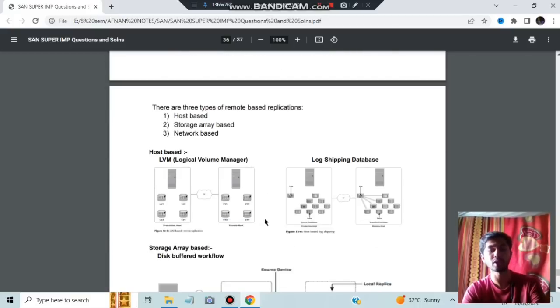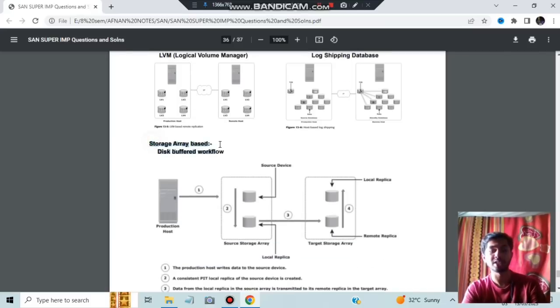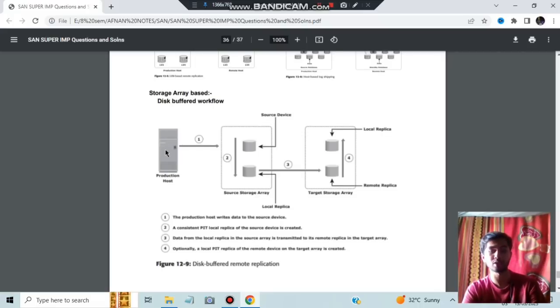Okay. For the different types of remote replication technologies, we have host based, storage based, and network based. Host based has two types, LVM and log shipping. LVM will directly copy all the things which are present here in the whole volume to here. In log shipping, we will be sending all these things to a log, and that log will replicate this to the new device. Okay. And the next one, which is storage array based, has one thing which is disk buffered workflow. In disk buffered workflow, you'll have a protection host here. From there, you will have the source storage array, and to the target storage array, the data will be transferred, and the local replicas will be also considered in between. Along with the local replica, you'll have the remote replica as well.